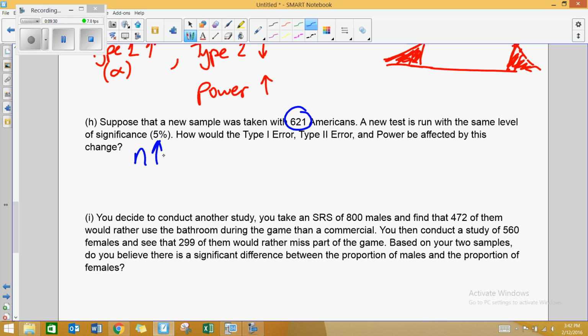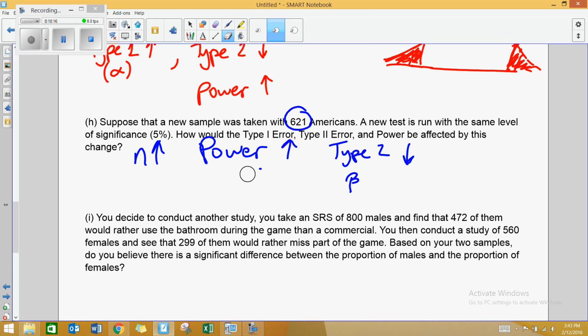So N has gone up. In general, as you increase your sample size, we see better results. Just a very general piece of statistics. So if N is going up, power goes up with it, because power is a good thing. We like power. Now, if we think of power as 1 minus beta, then that means type 2, because type 2 is beta, as this number gets bigger and bigger, that means beta must be getting smaller.